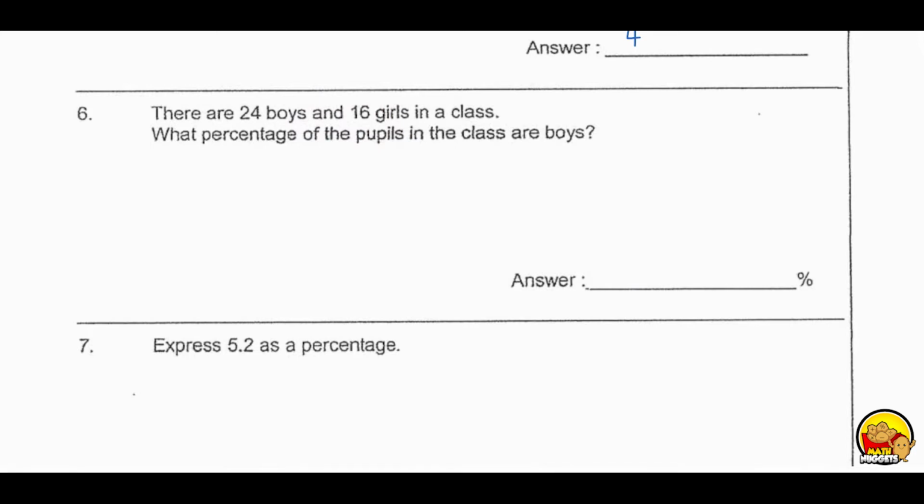Question 6, 24 boys, 16 girls. What percentage are boys? Now in order to find out what percentage are boys, I'm first going to find out what fraction are boys. Now the total would be 24 plus 16, which is 40. So the fraction of boys would be boys over total. And in order to find the percentage, I just need to times 100.